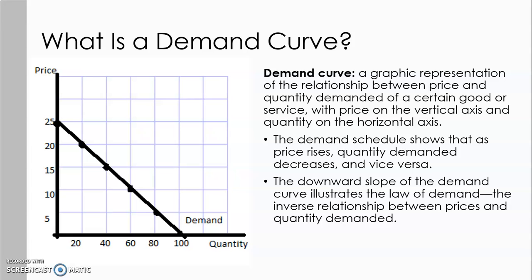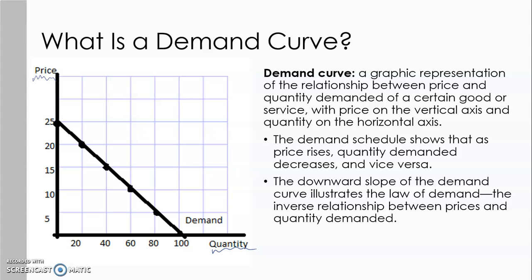The demand curve is a graphic representation of the relationship between price of a certain good and the quantity demanded of that good. Price is always going to go on the vertical axis. Quantity is always going to go on our horizontal axis. If you set these up differently, you're going to get graphs that look wrong. The demand schedule shows as the price rises, quantity demanded decreases, and vice versa. So this gives us a downward sloped demand curve. And that's the law of demand in action.